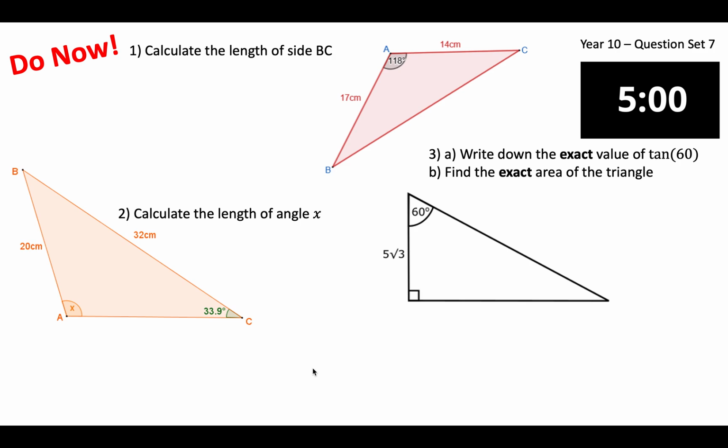So question set number 7 for your do now. Ooh, triangles, and 2 of them are not right angled. 1 of them is though, so that's nice. Yep, well, it's all written in there what you need to do. So off you go. You got 5 minutes starting now.